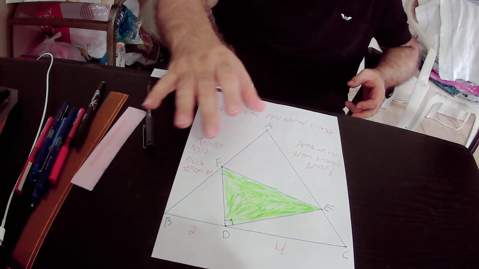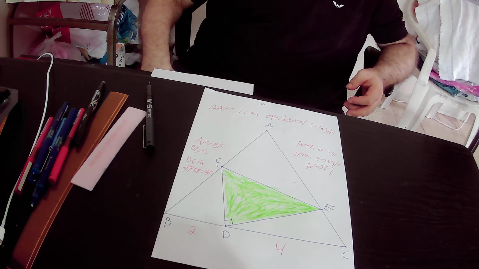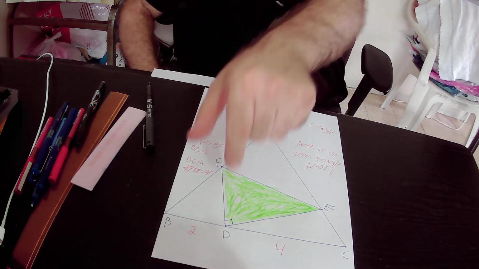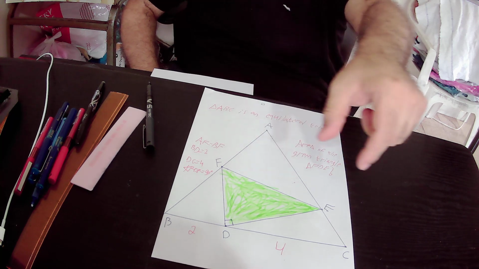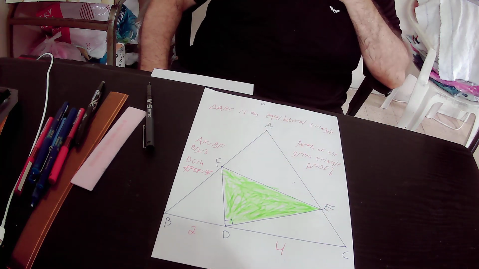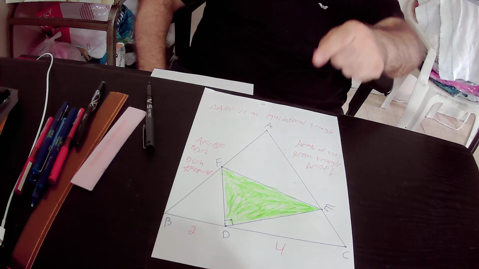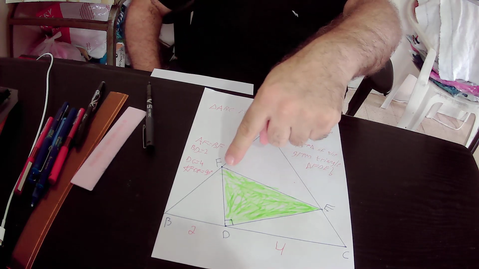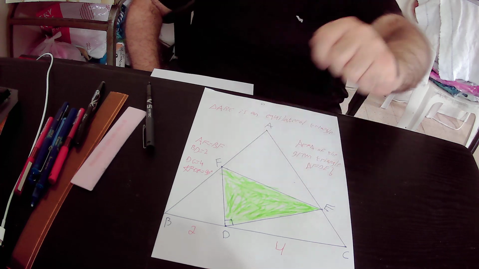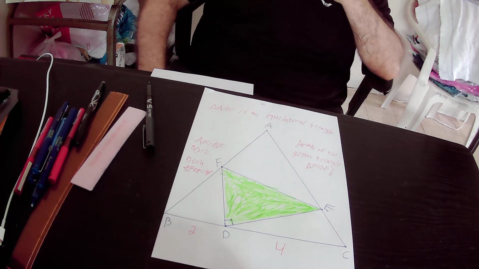that AF equals BF, and BD equals 2 units and DC equals 4 units. And we also know that the green triangle is a right triangle because angle FDE equals 90 degrees, and we want to find the area of the green triangle.